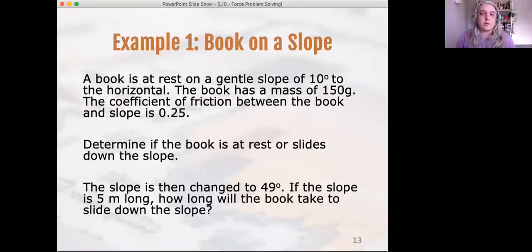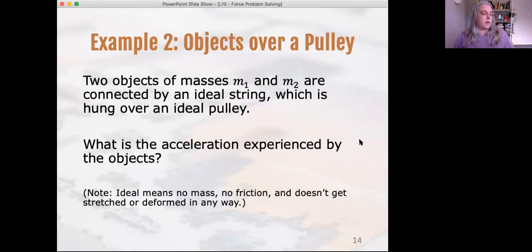Let's have another look at another problem. I will go through the rest of them a little bit quicker. Don't worry if you're getting a bit tired of listening to me explain these physics problems. That was just the first one. There are 3 more. I will move a little bit quicker, don't worry. The next problem is 2 objects over a pulley. 2 objects of masses m1 and m2 are connected by an ideal string which is hung over an ideal pulley. What is the acceleration experienced by the object?